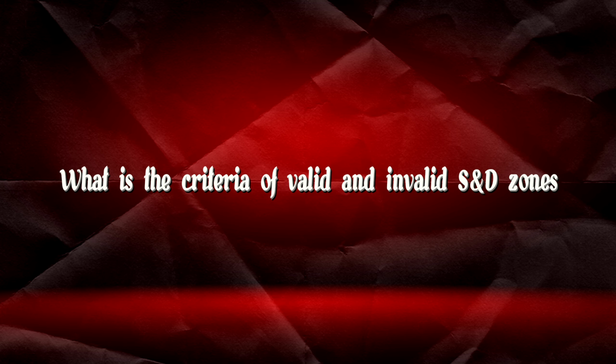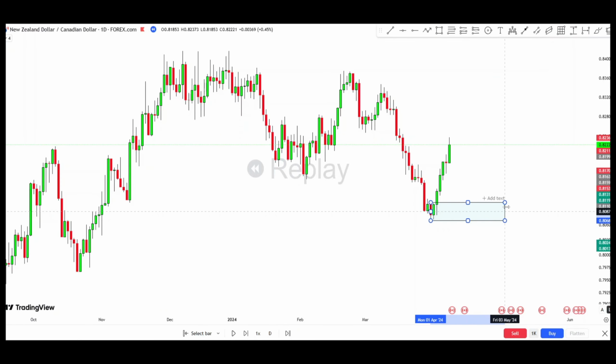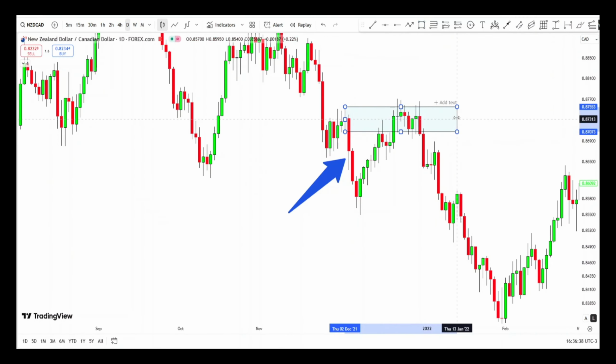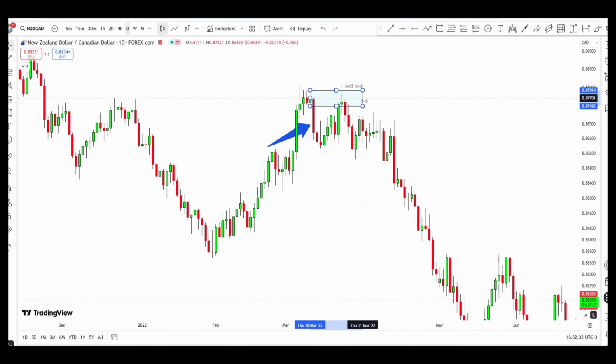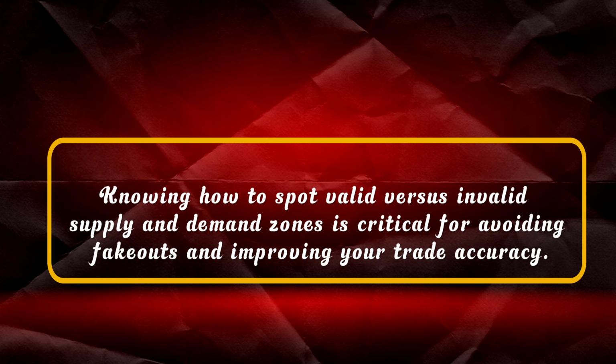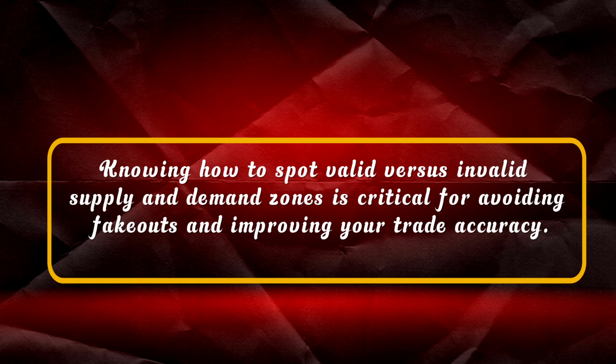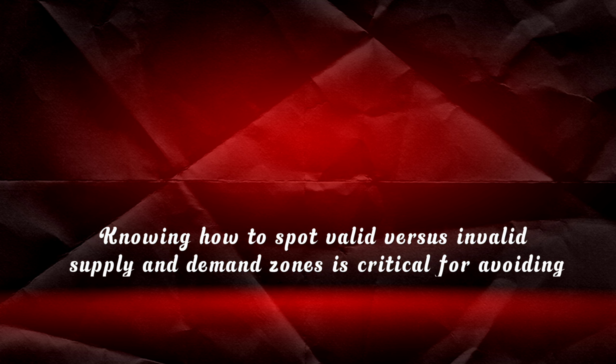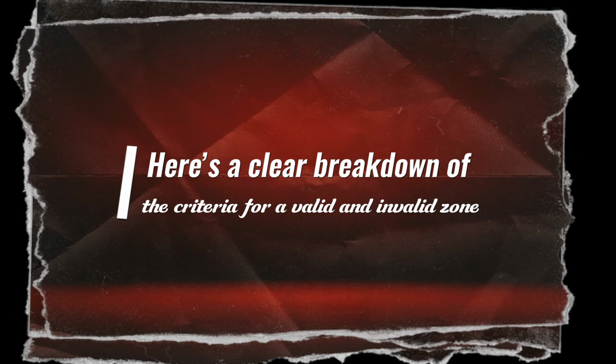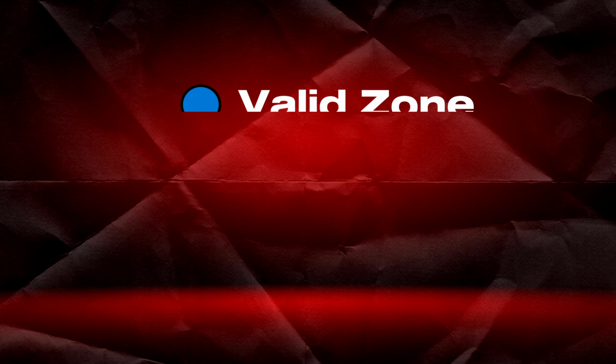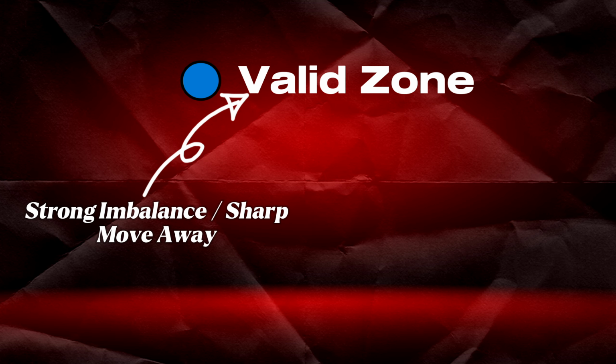What is the criteria of valid and invalid supply and demand zones? The easy part is drawing the areas, but not all of the areas we draw are going to be good. In fact, most of them are going to be invalid. Knowing how to spot valid versus invalid supply and demand zones is critical for avoiding fake-outs and improving your trade accuracy. Here's a clear breakdown of the criteria for a valid and invalid zone. The valid zone will have strong imbalance, a sharp move away.